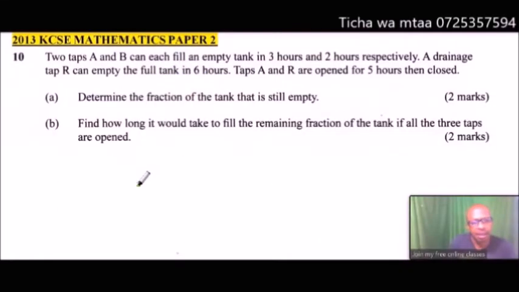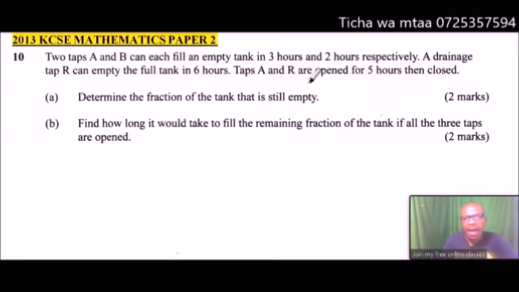Number 10. It's a very simple question. We are told 2 taps A and B can fill an empty tank in 3 hours and 2 hours respectively. A drainage tap R can empty the full tank in 6 hours.